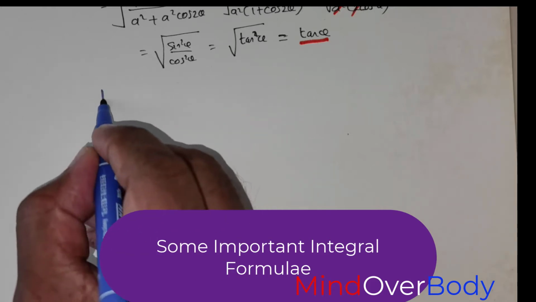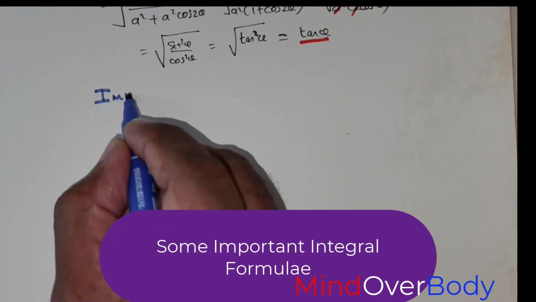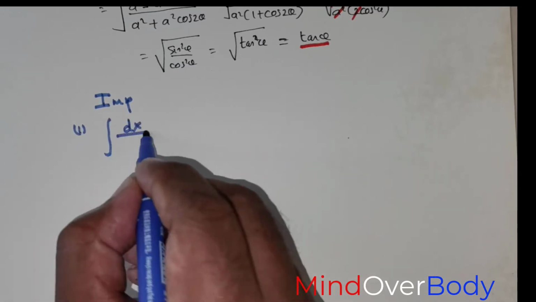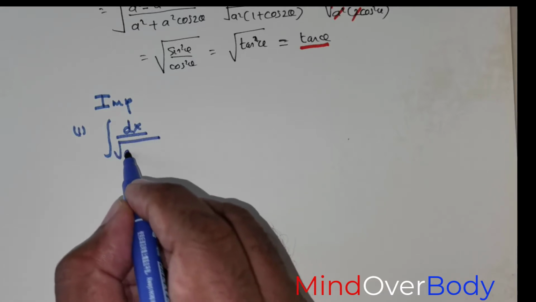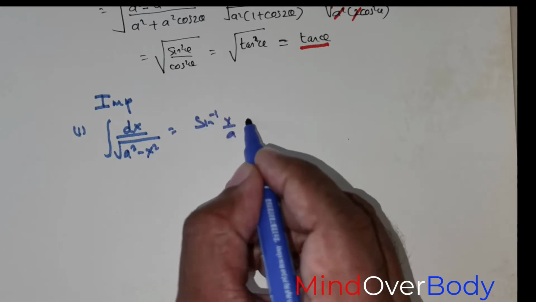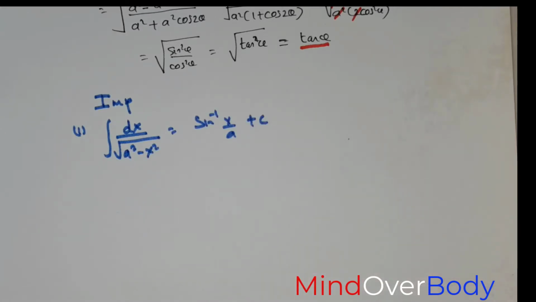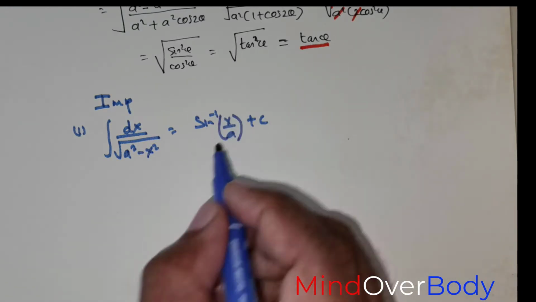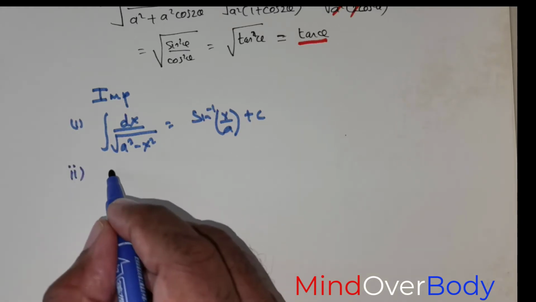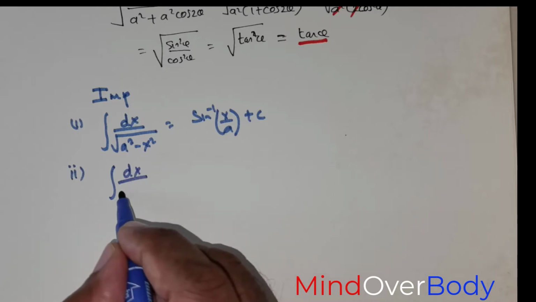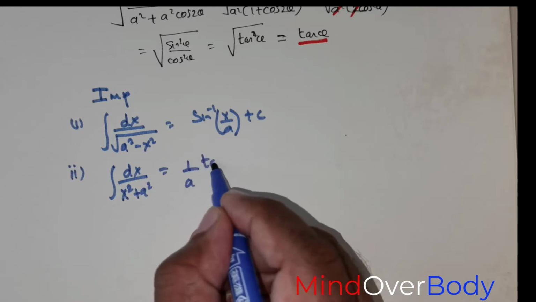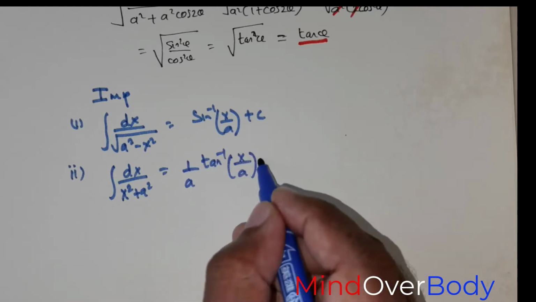Students, there are some important integral formulas that you will have to know. The first one is the integral of dx over square root of a squared minus x squared. This is nothing but sine inverse of x over a plus c, and it is imperative that you remember these formulae. Formula number 2 is the integral of dx over x squared plus a squared. This is equal to 1 over a tan inverse of x over a plus c.